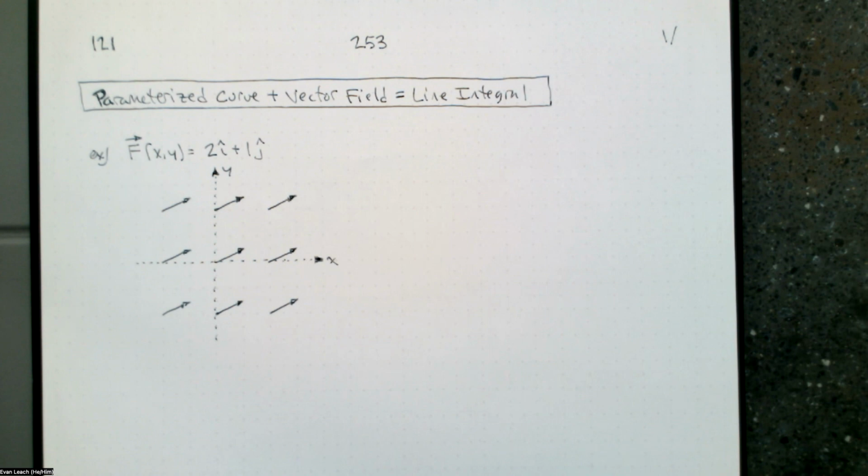Today, we want to combine some of the things that we looked at last week. Last week, we looked at vector fields and parameterized curves, and we want to combine those two things. Those two things are going to combine into a line integral. So a parameterized curve plus a vector field is equal to a line integral. That's how we get a line integral. This is going to be the first thing that we talk about in vector calculus.